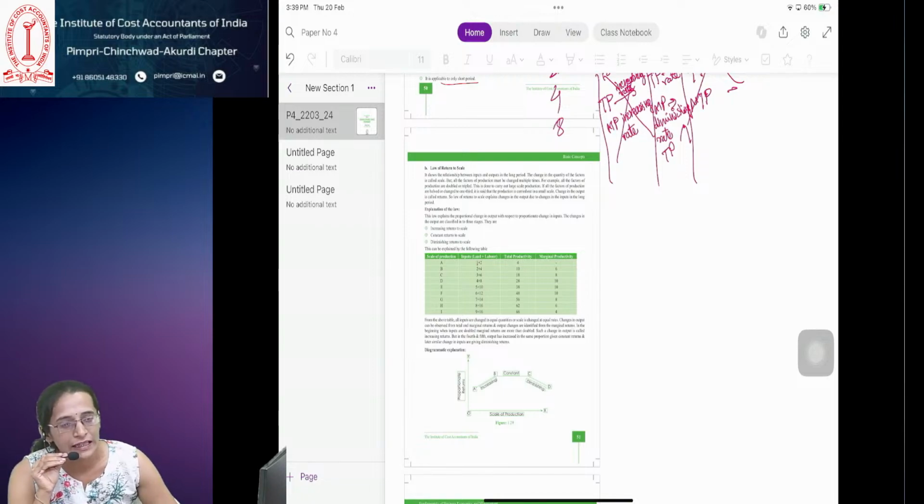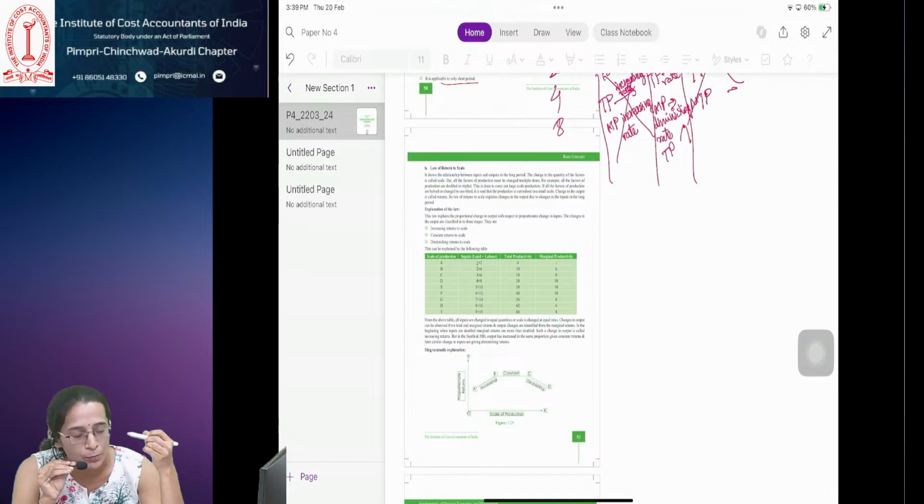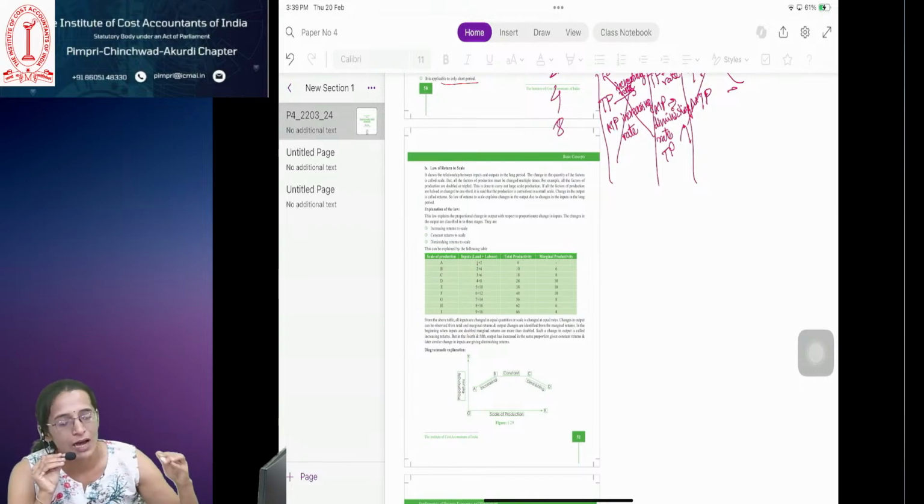Again, when we increase the inputs, what will happen? The output will again increase, but the marginal change will be constant. And in the third stage, when we increase all the variables, again the total output will increase, but the marginal change will become decreasing. The marginal change will be decreasing.